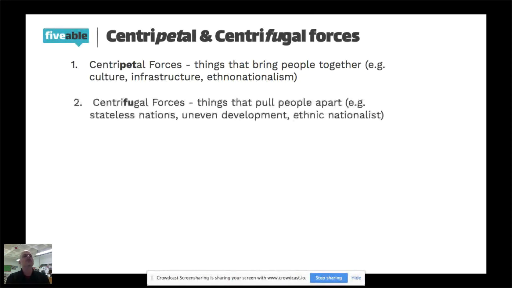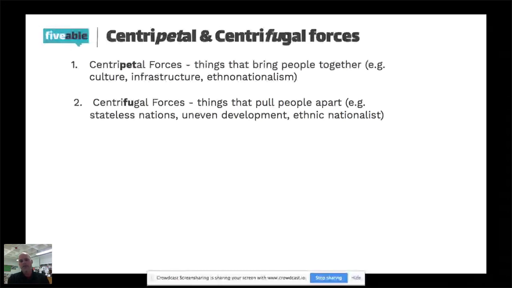Then we have centrifugal forces, which are the opposite of centripetal. As opposed to bringing people together, they pull people apart. Notice I have two letters in bold there. I won't repeat them, but you can see what they are, and hopefully that will remind you that this is something that pulls people apart.